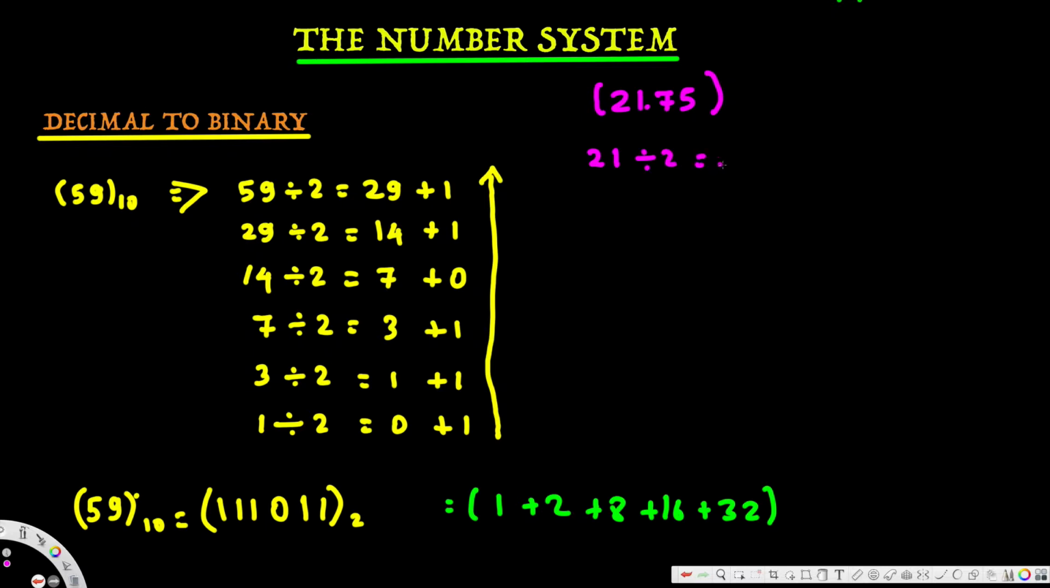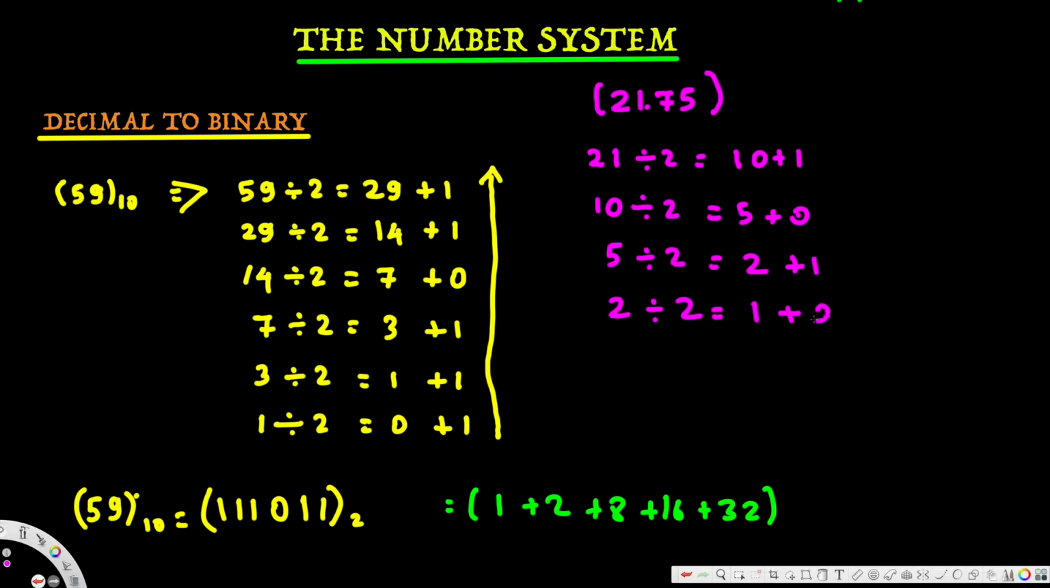If you divide 21 by 2, that gives you 10, and the remainder is 1. 10 divided by 2 gives us 5, and the remainder is 0. Then 5 divided by 2 gives us 2, and the remainder is 1. Then 2 divided by 2 gives us 1, and the remainder is 0. Then 1 divided by 2 gives us 0, and the remainder is 1. So reading from bottom to top, that is 10101. But we still have to deal with the fraction part, 0.75.